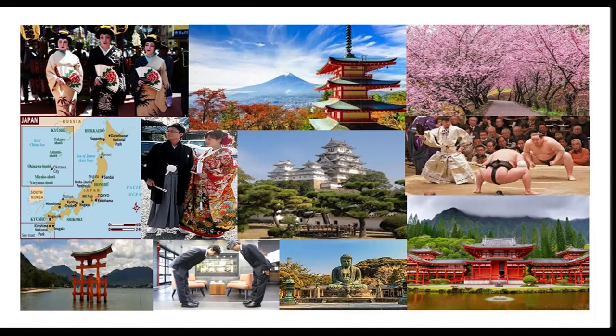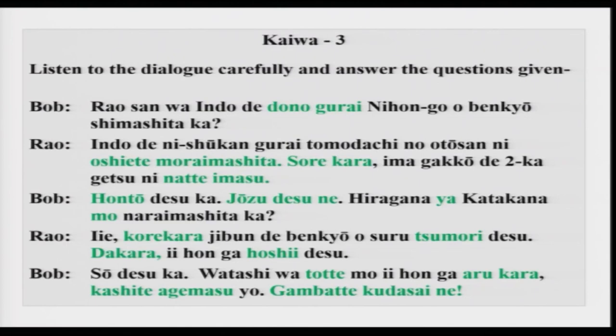So this was a kaiwa between two people again. Rao-san is learning Japanese and he has done some Japanese earlier and Bob-san is inquiring about that. Then Rao-san is looking for a good book and Bob says, okay, I have this good book at home. I will give it to you. So this is the gist of the kaiwa.